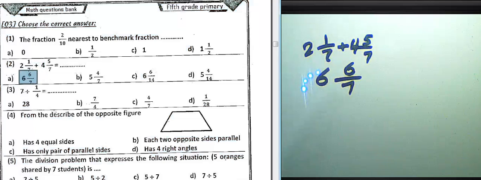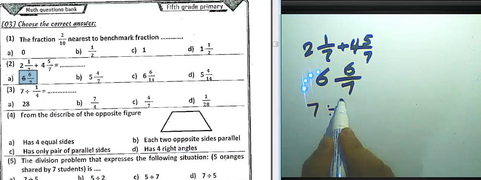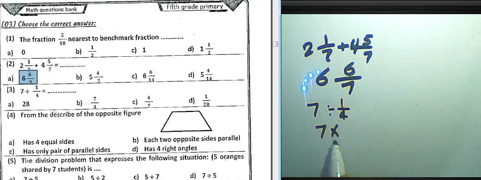7 divided by 1 over 4. Write 7 here, multiplication. Convert from division to multiplication, and write the inverse of the fraction here: 4. The result will be 28. Letter A.